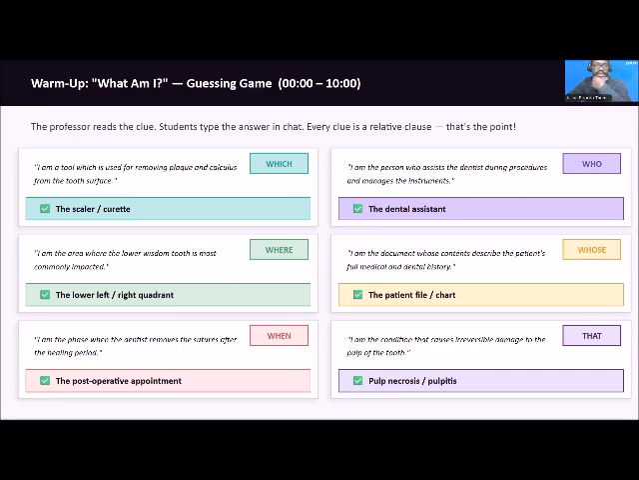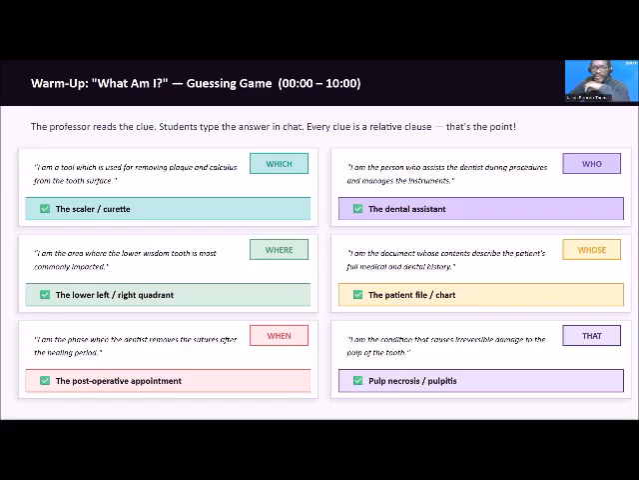Let's go with Luis. I saw your folder, Luis. Good job. I am the person who assists the dentist during procedures and manages the instruments. The dental assistant. Good. And Luis Antonio. Yes. Next one with whose. I am the document whose contents describe the patient's full medical and dental history. The patient file chart. Good.